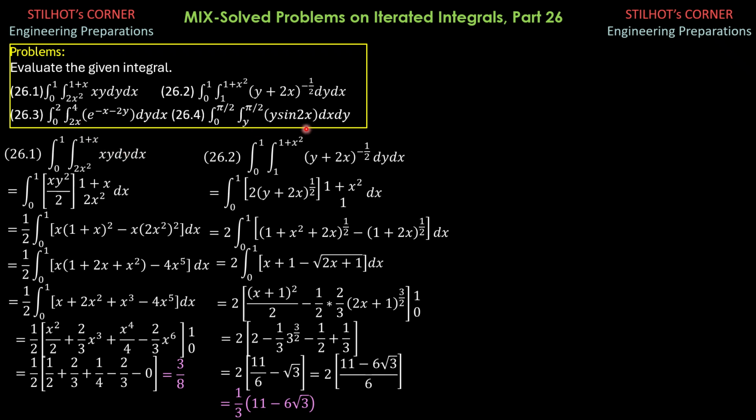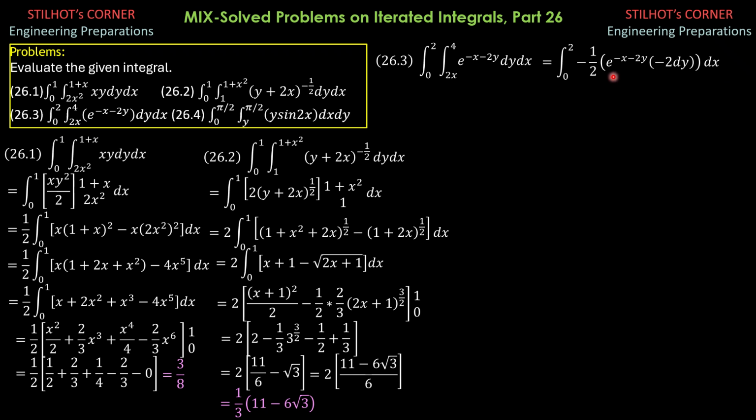Next, 26.3: the integral from 0 to 2, integral from 2x to 4, of e to the negative x minus 2y dy dx. We evaluate this first, treating y as the variable, so x is constant. So we have negative 2y. This is the integral from 0 to 2 of negative 1/2 e to the negative x minus 2y times negative 2 dy dx.